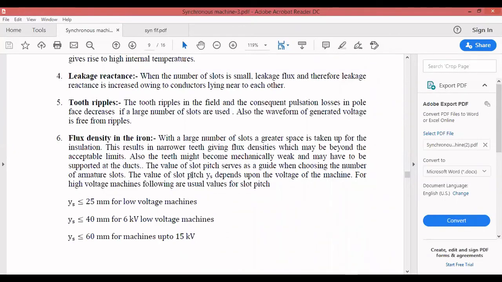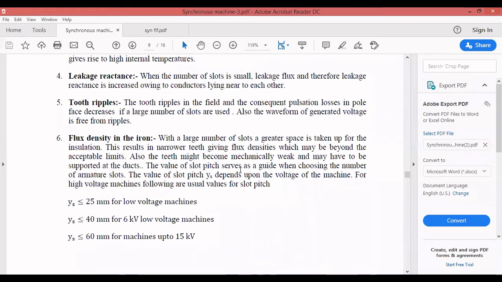To avoid the flux density in the air gap going beyond the acceptable limit, what do you have to take? We have to select the number of slots, which again depends upon the slot pitch. Finally, the width of the teeth should not become too narrow. So enough width of the teeth should be considered. For that, we are going to choose a slot pitch, that is nothing but your Ys.